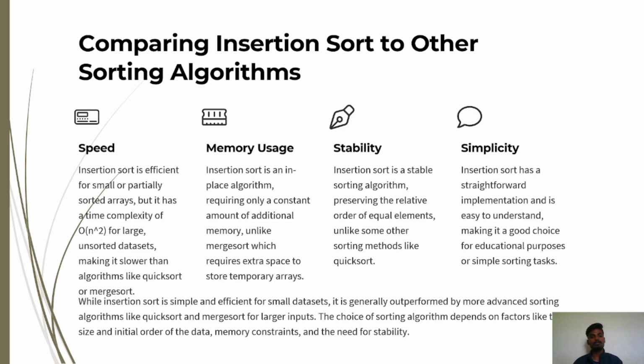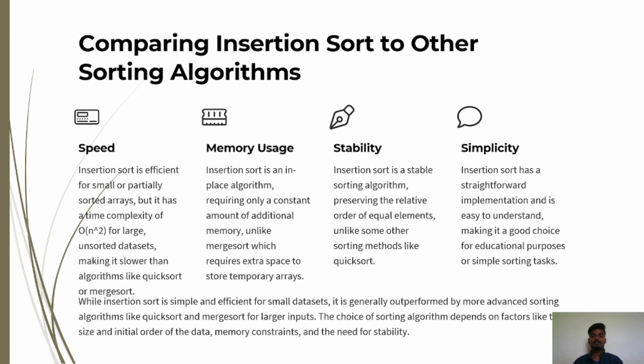Comparing insertion sort to other sorting algorithms. Speed. Insertion sort is efficient for small or partially sorted arrays, but it has a time complexity of O(n^2) for large, unsorted data sets, making it slower than algorithms like quicksort or mergesort. Memory usage. Insertion sort is an in-place algorithm requiring only a constant amount of additional memory, unlike mergesort, which requires extra space to store temporary arrays.